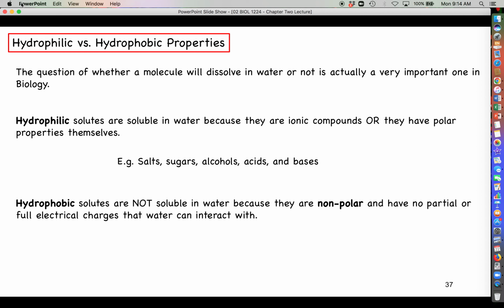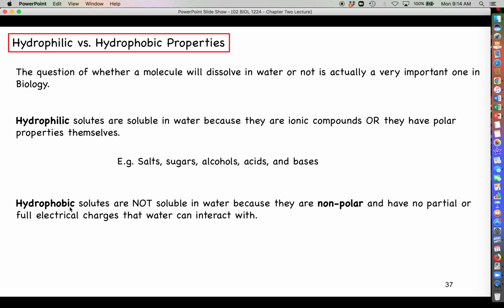Water can interact with all of the hydrophilic solutes here because they either have fully positive or negative charges that water can grab onto, or partial positives or partial negatives. So through the hydrogen bonding process, water is going to use its partial positives or partial negatives to attract itself to the partial positives, partial negatives, or full positives or full negatives of the hydrophilic solutes.